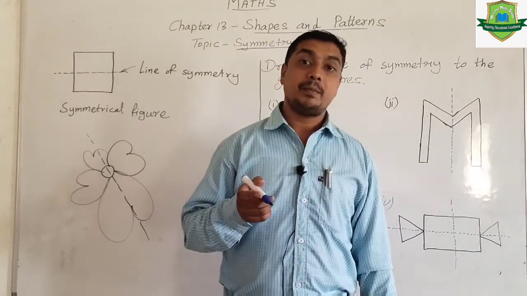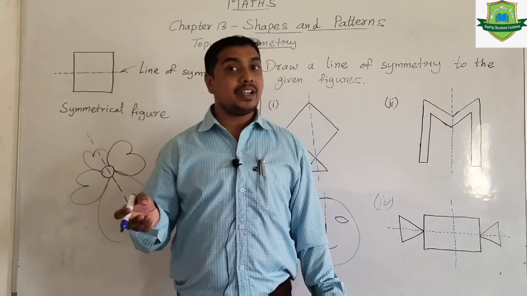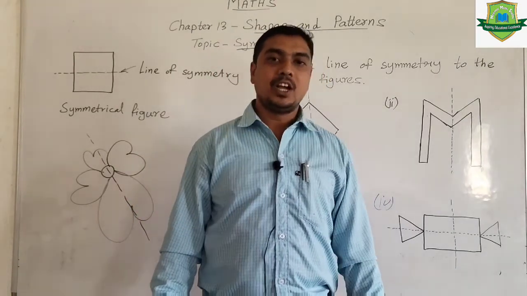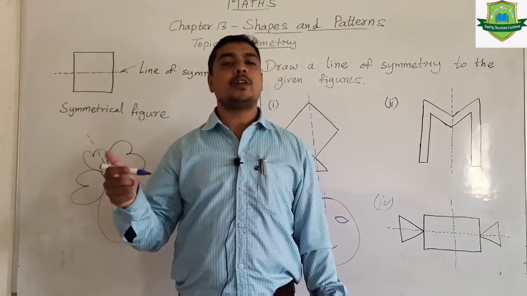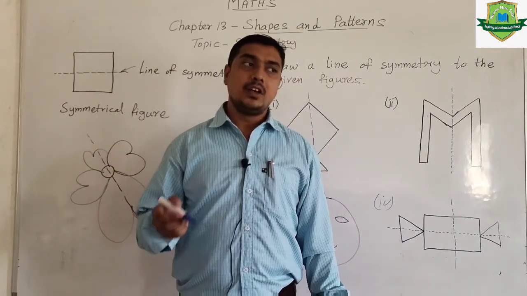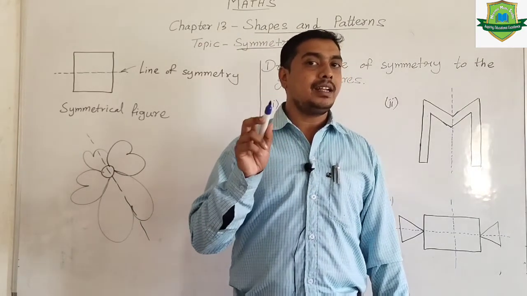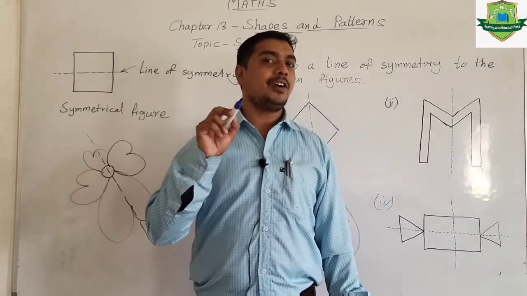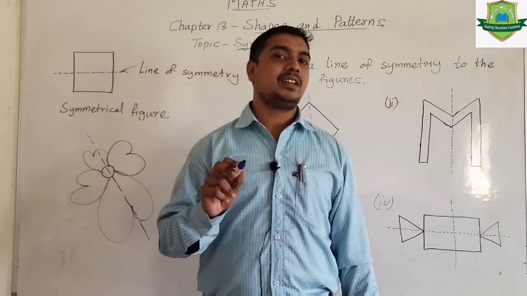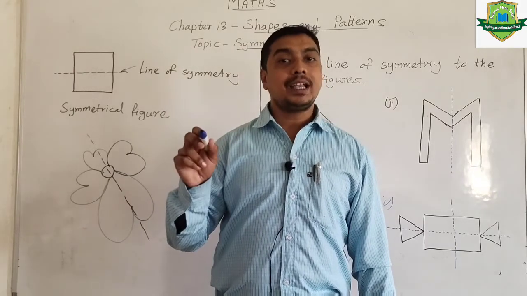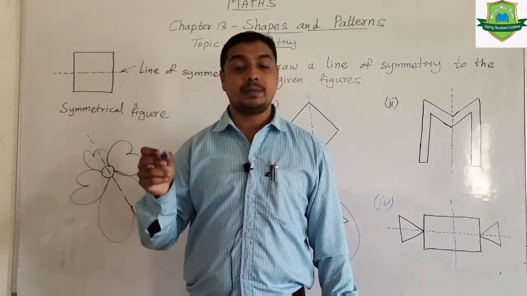So dears, from here what we understood is that there are a few figures where we can draw one line of symmetry, but there are a few other figures where you can draw two lines of symmetry. Or you may draw 3 or 4 as well. For example, in an equilateral triangle where all sides are equal, we can draw 3 lines of symmetry. But in case of a square, we can draw 4 lines of symmetry.